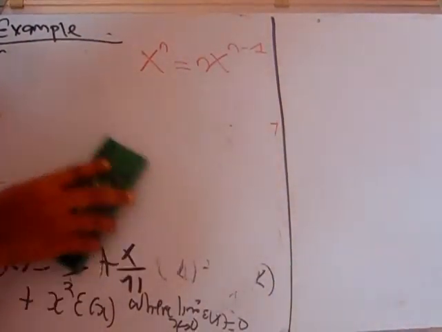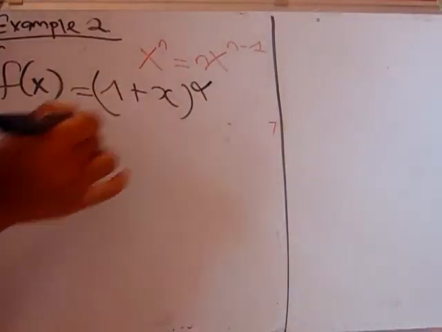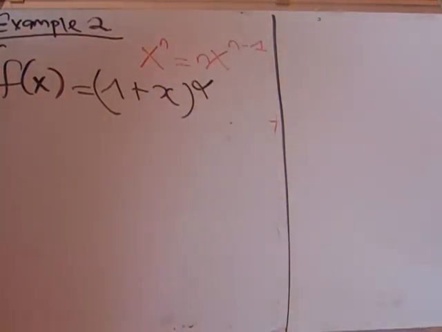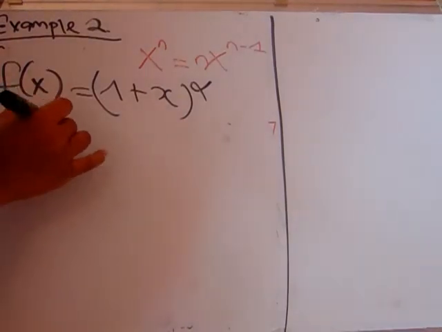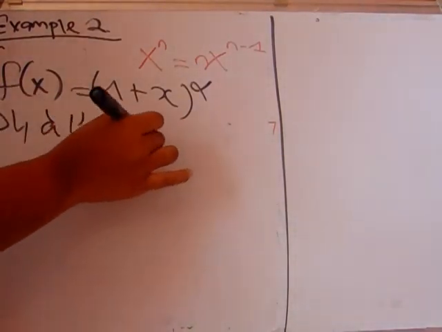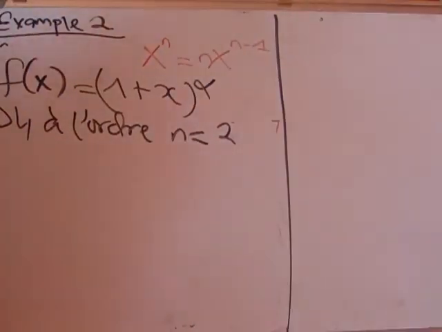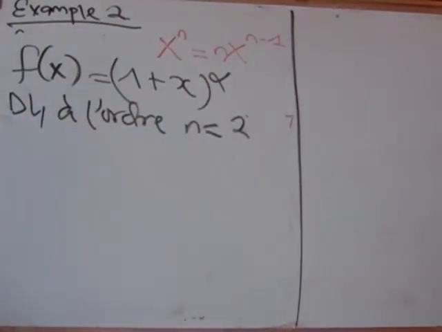Probably we might use that again, so I'll leave it. So we have a second example. We have a different function, (1 plus x) to the power of alpha. In this case, same thing. We should calculate the DL at n equal to 2. Same thing like we did the other time in the previous example.